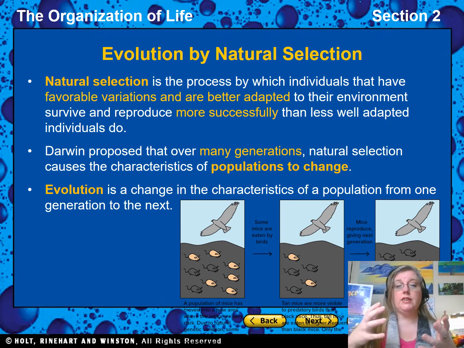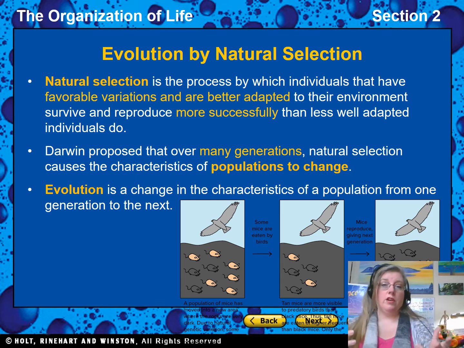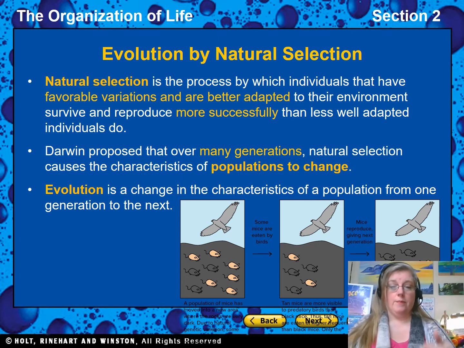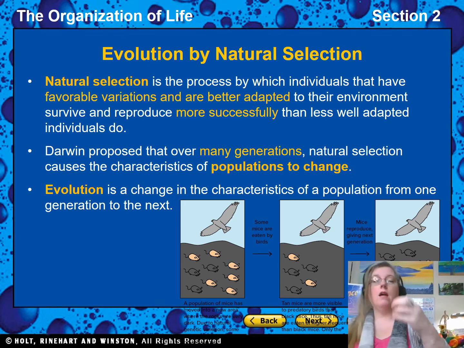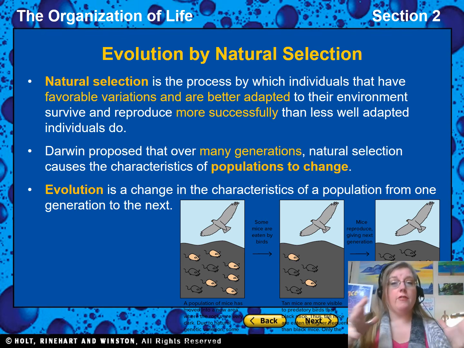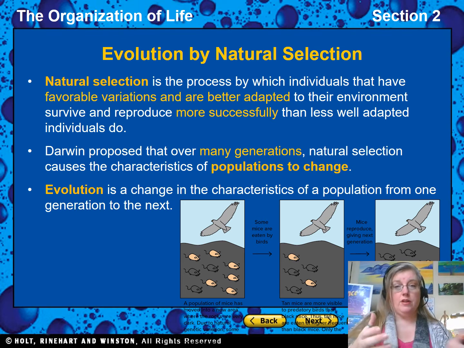and evolution is what you call the change in characteristics of a population from one generation to the next. So let's take this slide and take another look at it. Natural selection is a process by which individuals have favorable variations. Look at this picture down here. Of course my head's in front of it, but you can make it out. In this picture at first, that mice population, some were brown and some were black, and it didn't matter much. That's just how they came out.